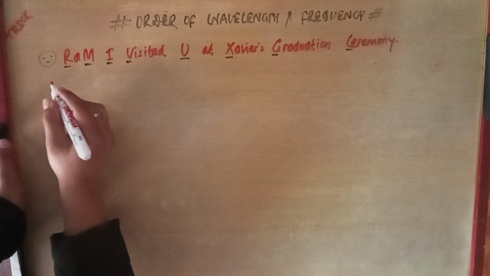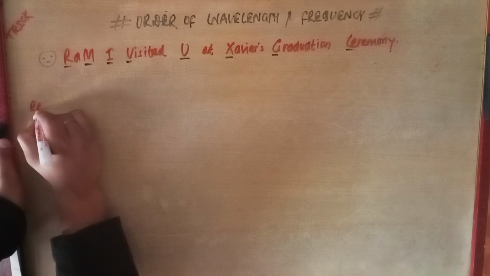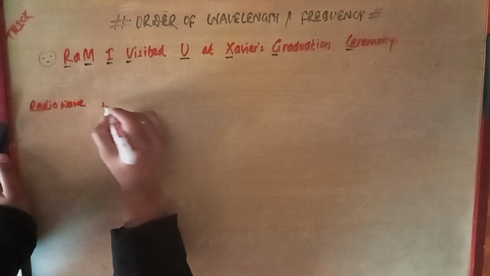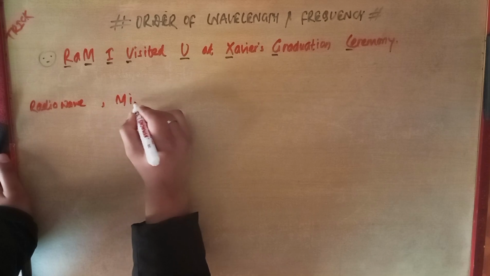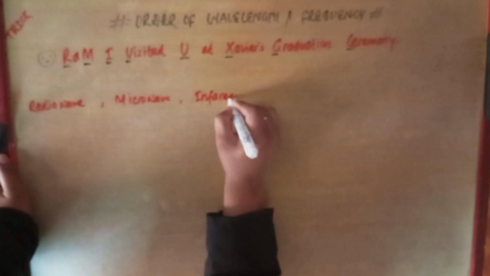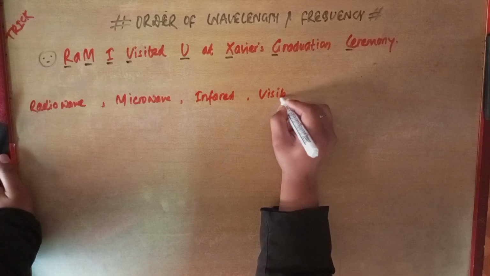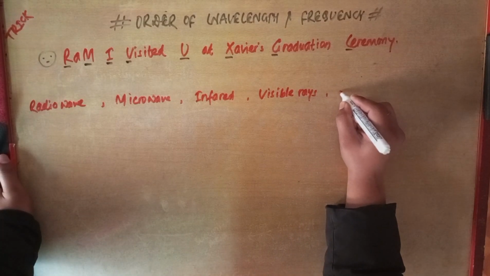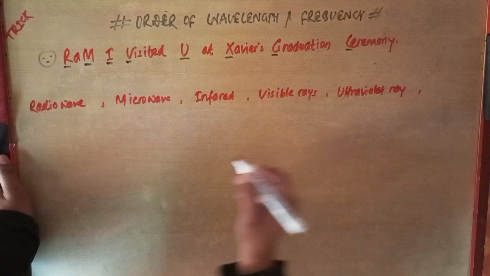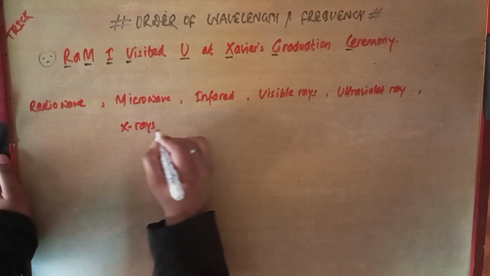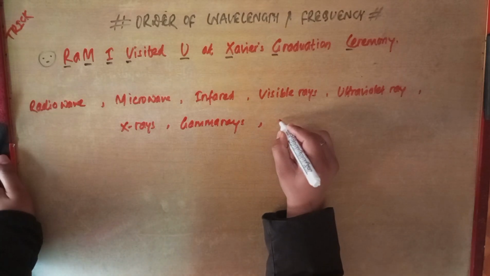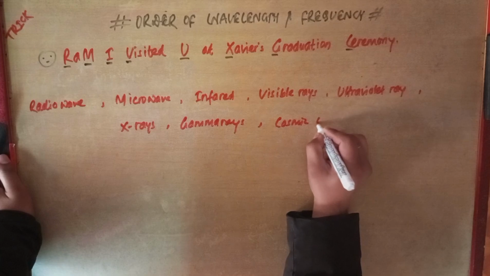So from R we have radio wave, and then we have microwave, and then infrared, and then visible ray, and then ultraviolet ray, and then we have X-ray, and then we have gamma ray, and at the last we have cosmic ray, C for cosmic ray.